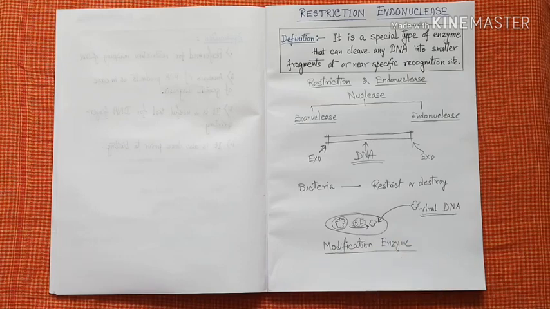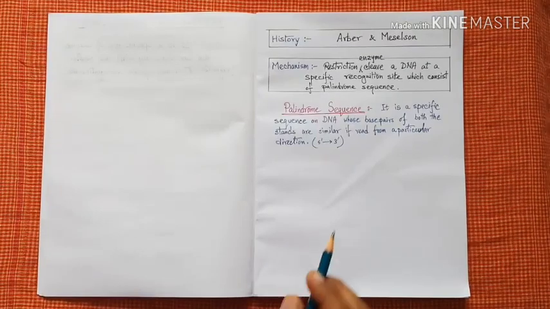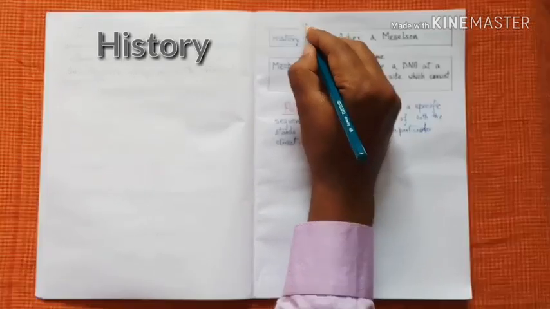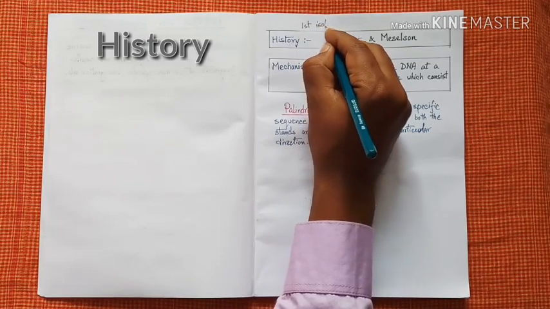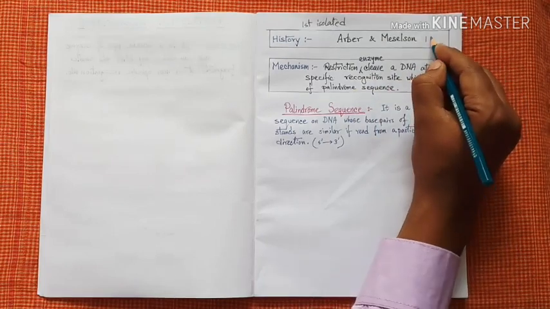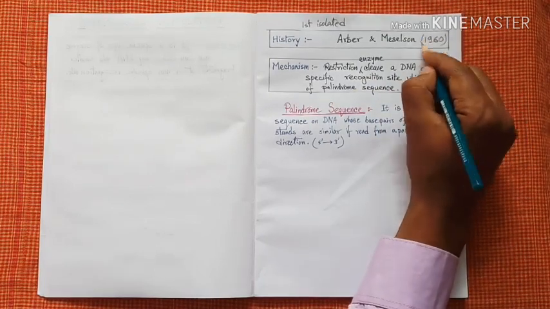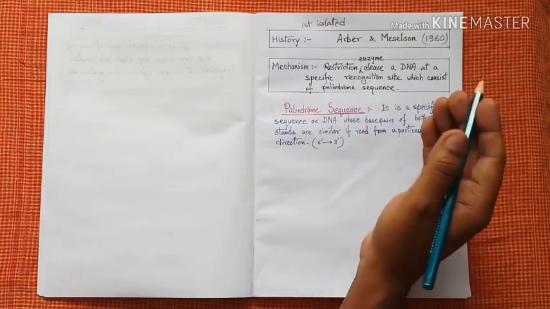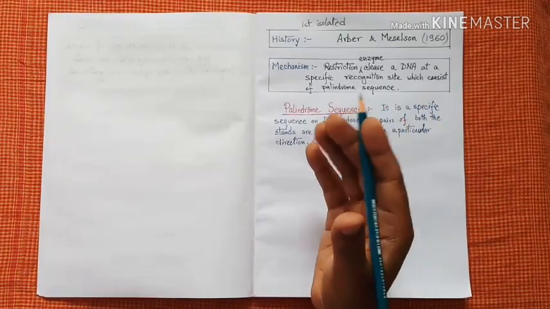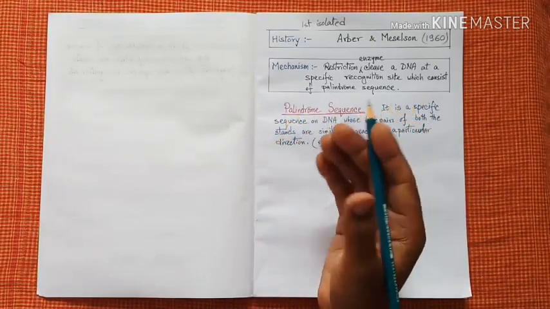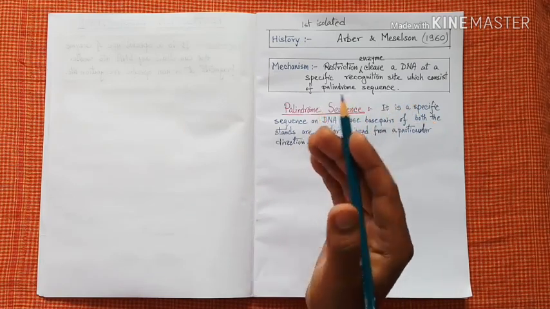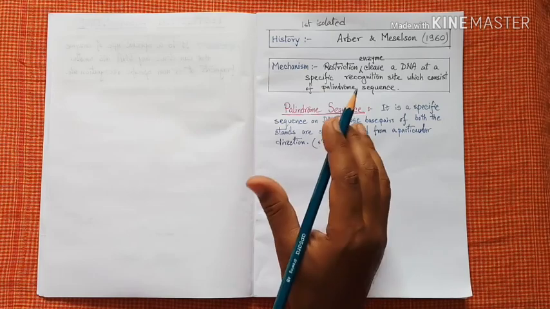Now let's move to our next topic. Now let's discuss its history or discovery. This restriction enzyme was first isolated by two scientists, Arber and Meselson, in the year 1960. And from 1960 onward, the discovery of restriction enzyme led to the evolution of biotechnology. And from the 1970s, biotechnology erupted with huge success. So this enzyme is a very important enzyme for biotechnology.